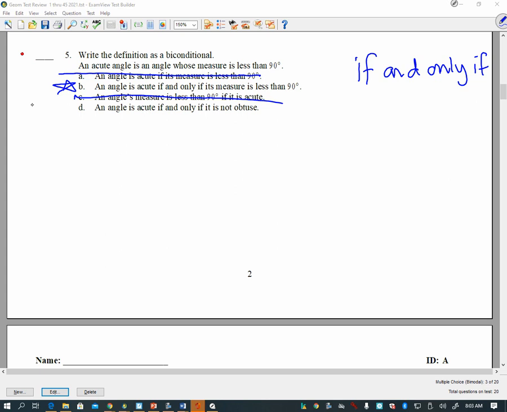An angle is acute if and only if it is not obtuse. Is that a biconditional statement? Is it a true statement? Why is it not a true statement? Right, at 90 degrees it's not obtuse, but it's also not acute. So not all non-obtuse angles are acute.